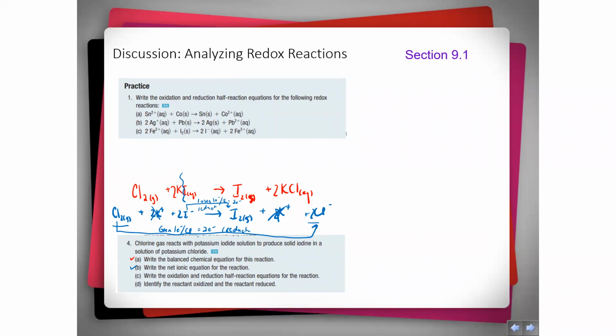So you could pull out those 2 half reactions and write them out separately like this. Cl2 plus 2 electrons yields 2 Cl minus, and 2 I minus gives you I2 and 2 electrons when they lose those extra electrons. Okay, and then this one was the reduction, and this one was the oxidation. It says identify the reactant oxidized and the reactant reduced. So chlorine was reduced, and iodine ion, iodide, was oxidized.